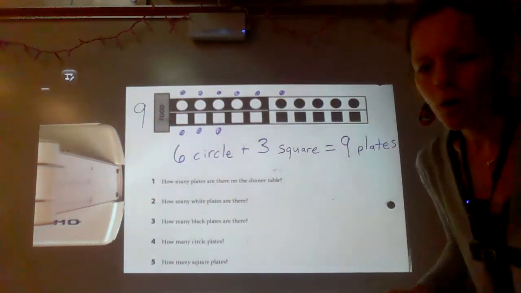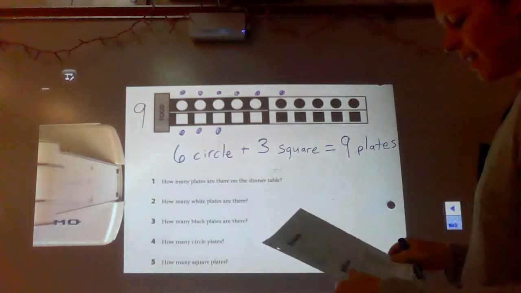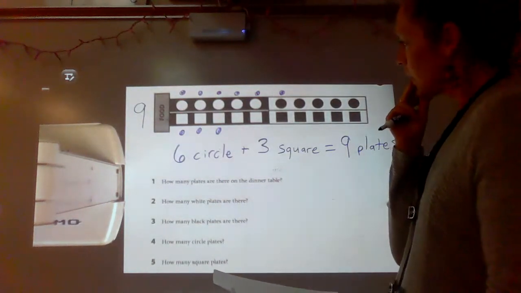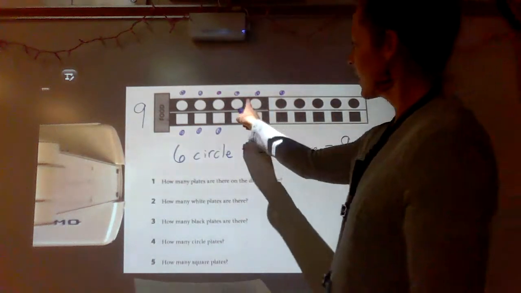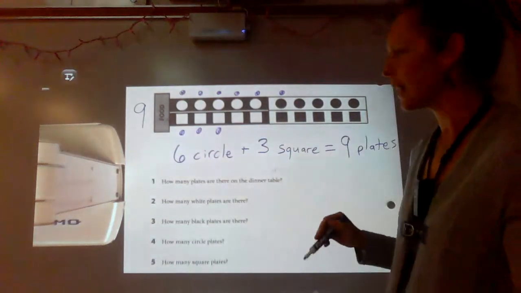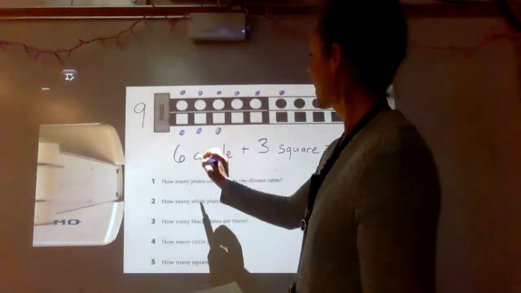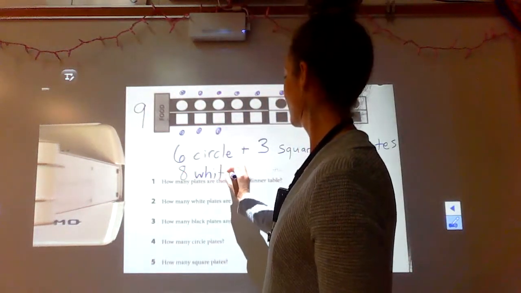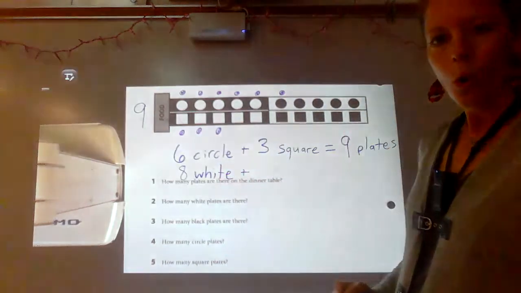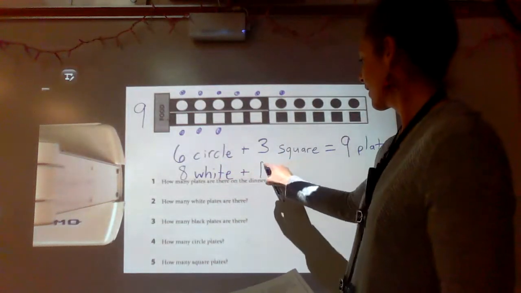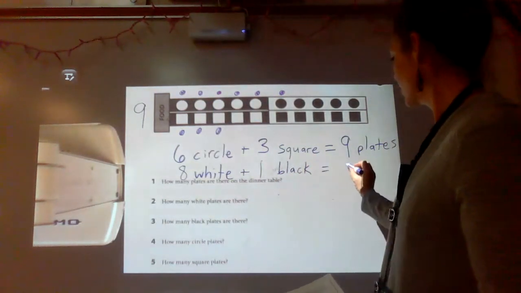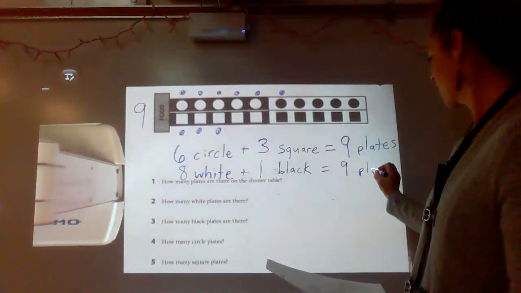Okay. But I see something else. I see it in a different way also. I see the number of white plates. I see 8 white plus 1 black. That also equals 9 plates.